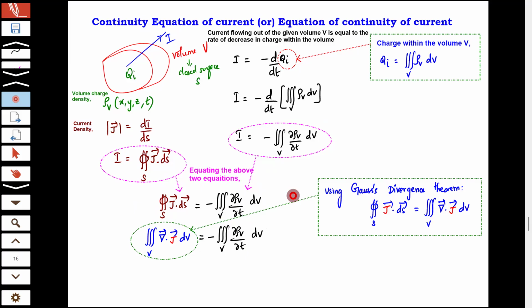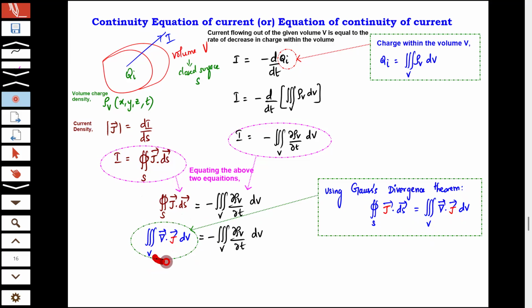We have already discussed the Gauss divergence theorem. Gauss divergence theorem talks about closed surface integration of a vector equals to volume integration of divergence of that vector. In this case, if we consider this left-hand side is for closed surface integration of current density vector, then that can be written by using this divergence theorem as volume integration of divergence of current density vector.